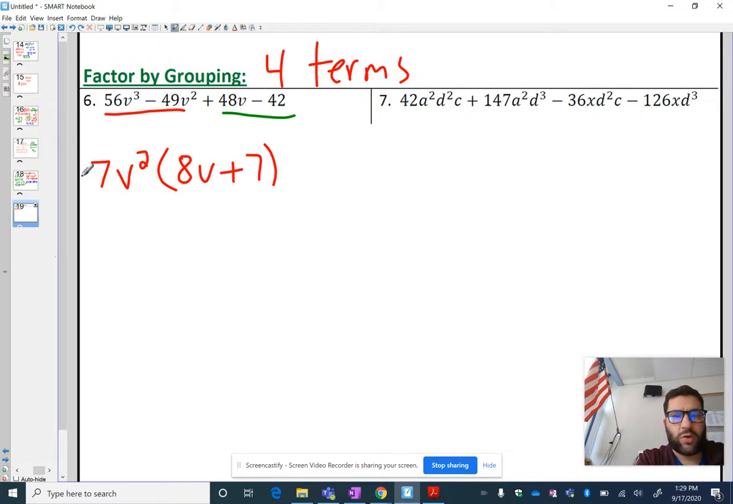Okay, let's make sure that works. Go backwards. We get our 56v cubed, our 49v squared. But I made one serious mistake. We're going to go back and fix. This should be subtraction.